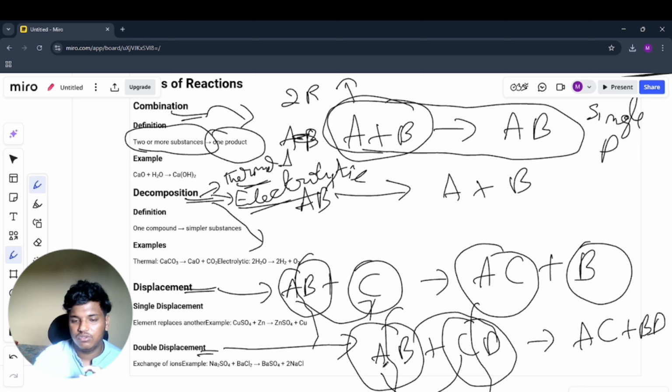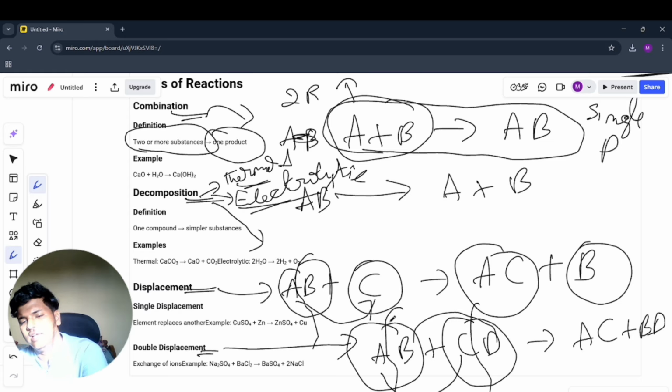Or we can say exchange of energy levels. A thought my energy is matching with C, so A forms a new bond with C, and B thought my energy is matching with D, so they made a new bond, that is AC plus BD. That is known as double displacement reaction. This usually happens due to the mutual exchange of ions.